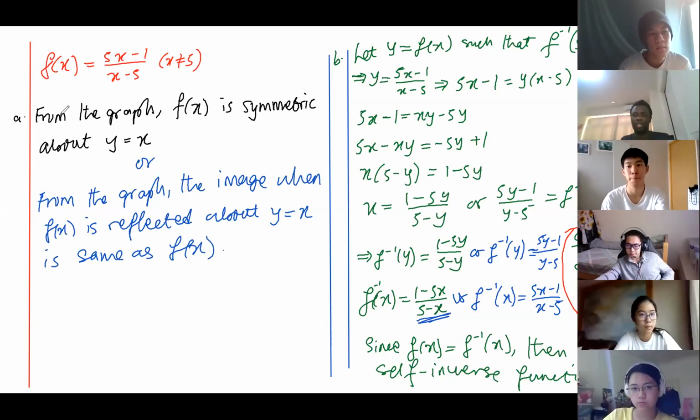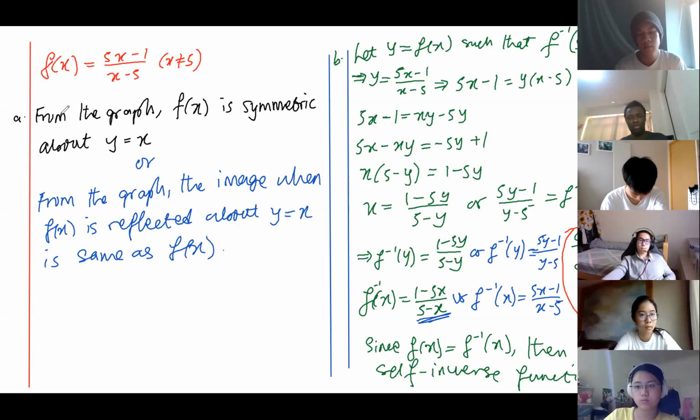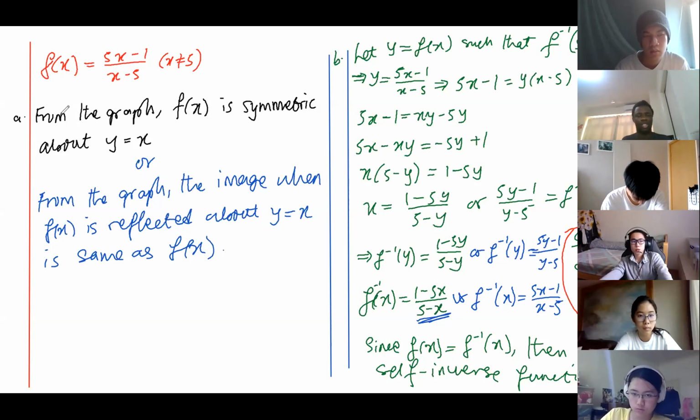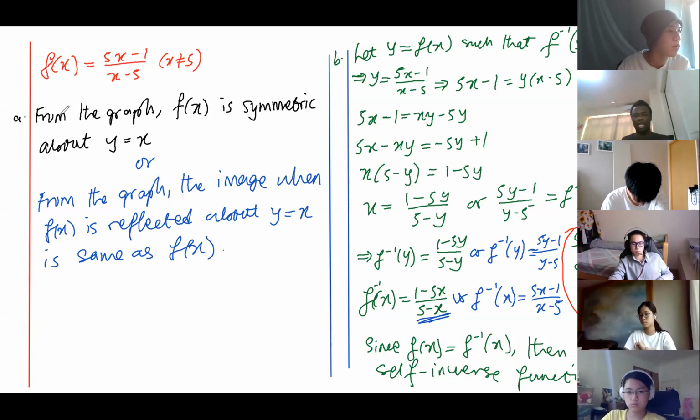Please do not forget, a function is self-inverse if it is the same as the original function. On the graph, it is symmetric about the graph of the identity function, which is y equals x. So if it is symmetrical, the two sides look exactly alike, even though everything is still a function. That's how you can see that.